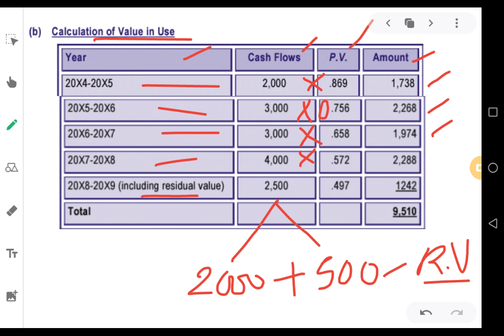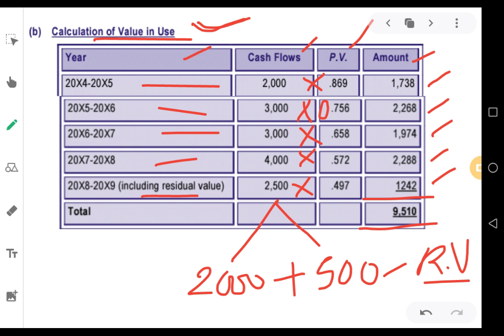4,000 into 0.572, you will get 2,288. And 2,500 into 0.497, you will be getting 1,242. When you add all these amounts, you are getting 9,510. That is the value in use. So two things we have calculated.